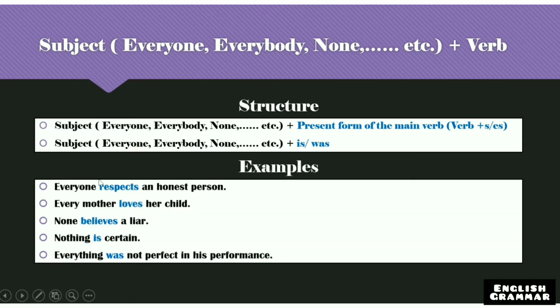Here I have given 5 examples. For example, you will find s or es with the main verb because the subject is singular, as well as everyone or everybody, or sometimes I used every with a common noun. In the last 2 examples I used is or was.